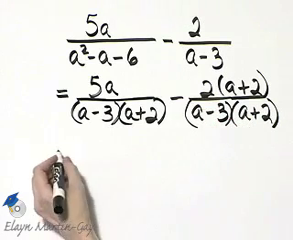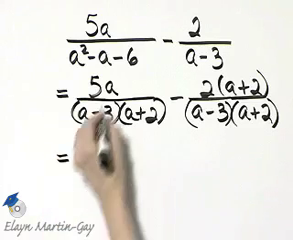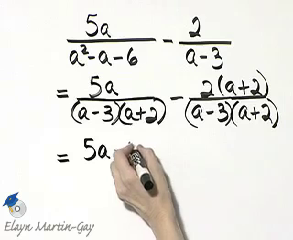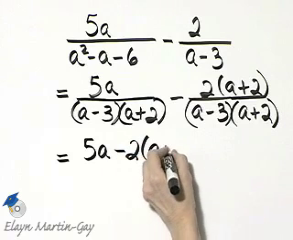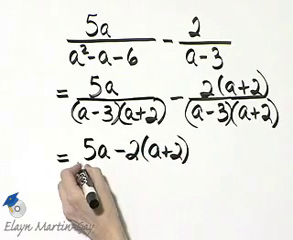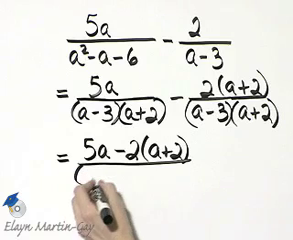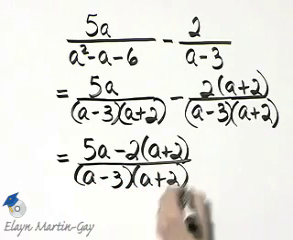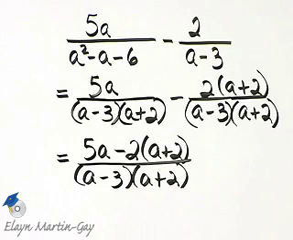Now that they're the same, I have the right to say numerator 5a minus numerator 2 times a plus 2 all over a common denominator, a minus 3 times a plus 2. Now let's simplify in the numerator and let's see what we have.